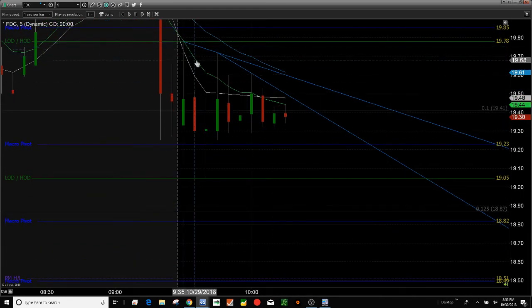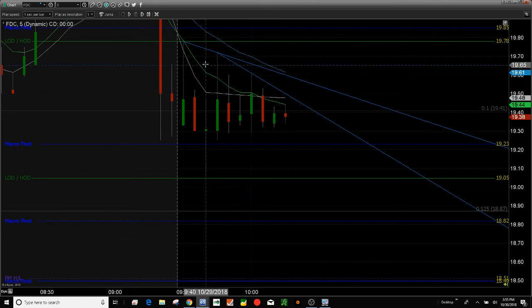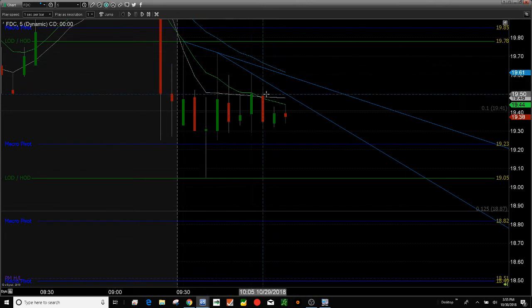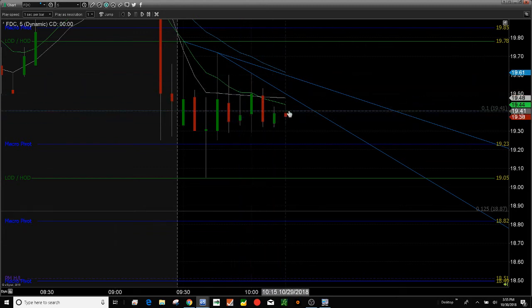This 9 EMA, as it's slowly working its way down, price action never closes above the 9 EMA. It's a wick, wick, wick, wick. It goes up, comes back down, goes up, comes back down, hits VWAP, comes back, goes up, comes back down. So we're suspecting that the 9 EMA, as price action gets through the day, is not so whippy. The 9 EMA is going to be more and more important.